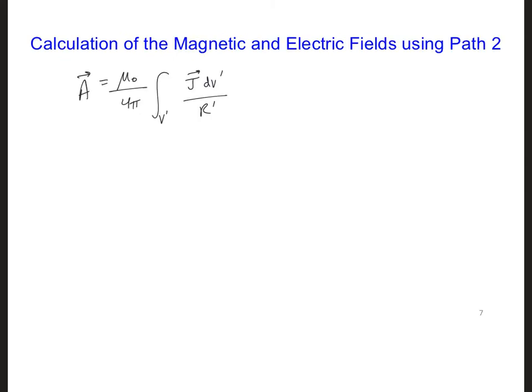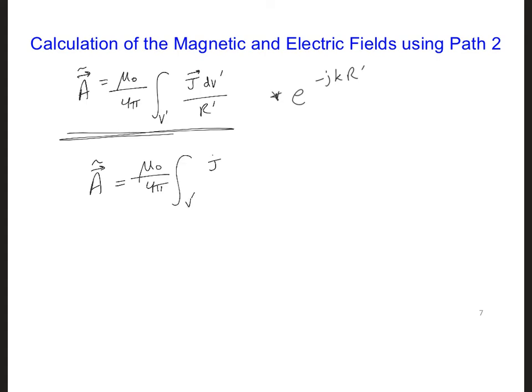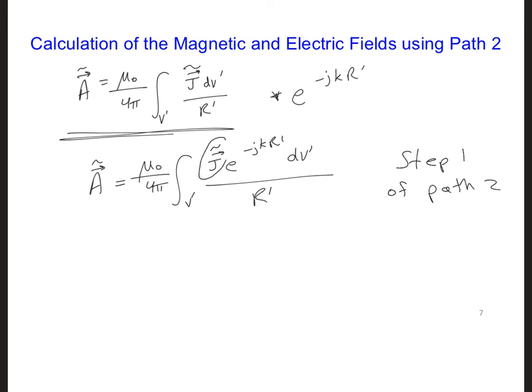So what does our equation for A look like now? Well, we're going to take what we had before, which is copied here, and all we're going to do is multiply by e to the minus j k r prime in order to take into account the time delay. So this is A vector phasor equals mu naught over 4 pi, J vector phasor, I forgot the phasor there again, e to the minus j k r prime dv over r prime. So basically what we have here is a way to complete step one of path two. We have some known current density, and we can use that to calculate A.